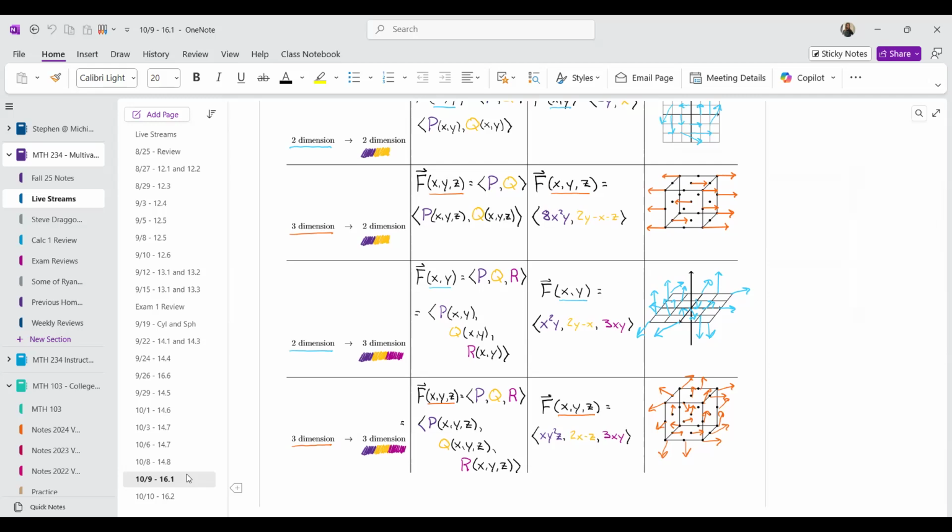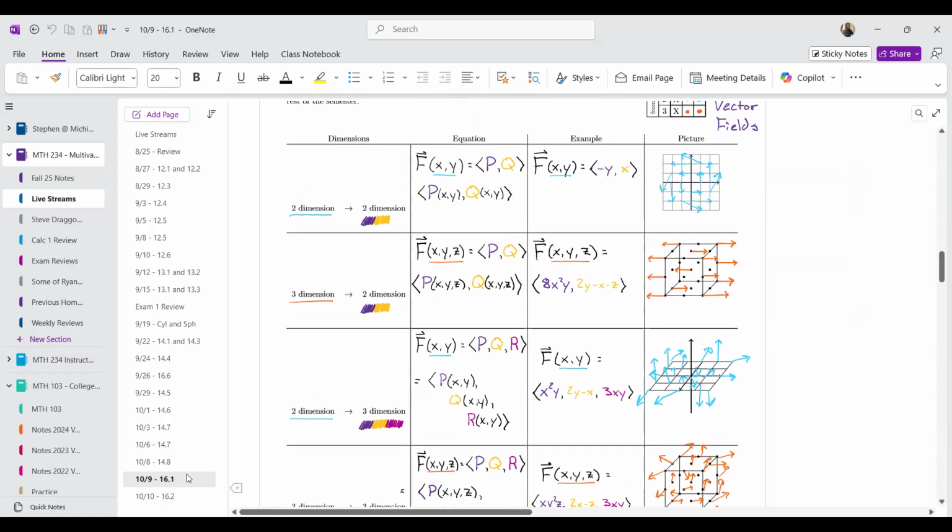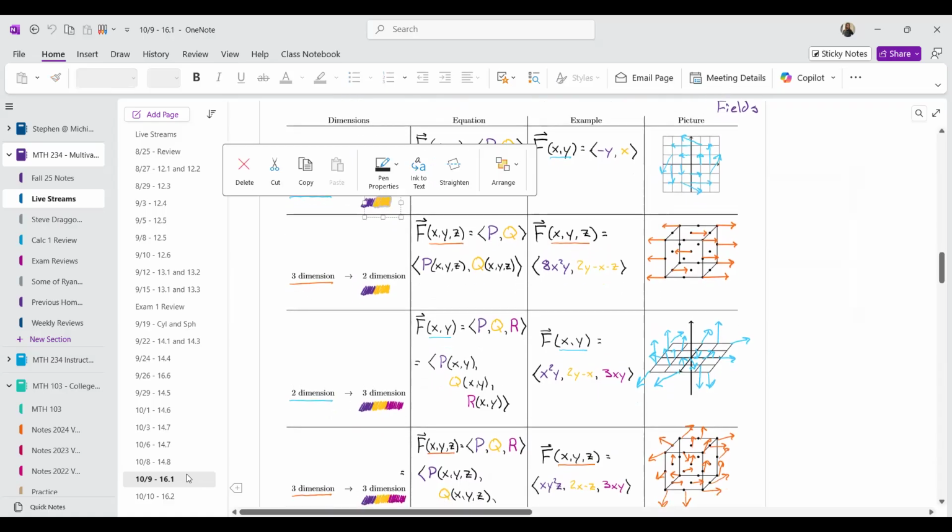and those are going to be our vector fields. So a vector field in 2 dimensions is one that sends a coordinate point xy to a vector, also having 2 parameters. We usually call them P and Q.